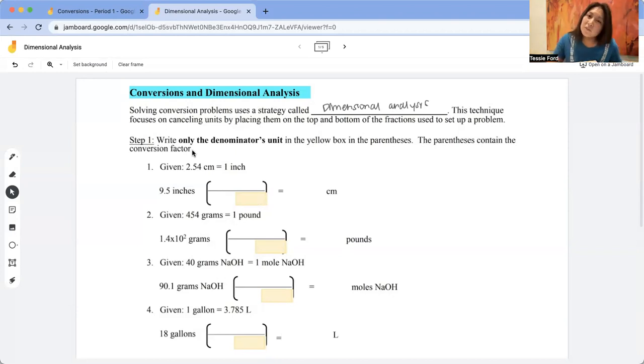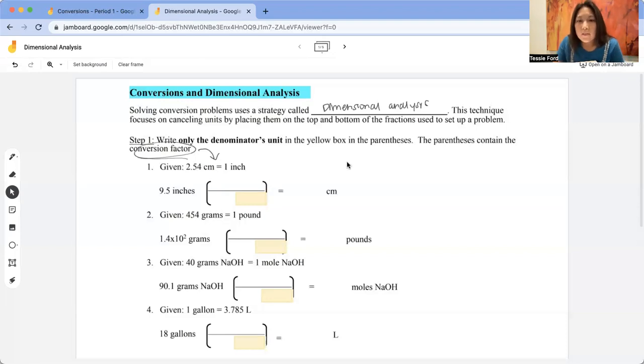Okay, so there's a bunch of steps to follow, but again, this will really help if you follow these steps. The first step when you're trying to convert between different units or measurements is to start with the unit that you want to cancel. Below in the notebook, in number 1, you have 2.54 centimeters equals 1 inch. That right there is called your conversion factor. That's what you're going to use to convert, because we know that 1 inch equals 2.54 centimeters.